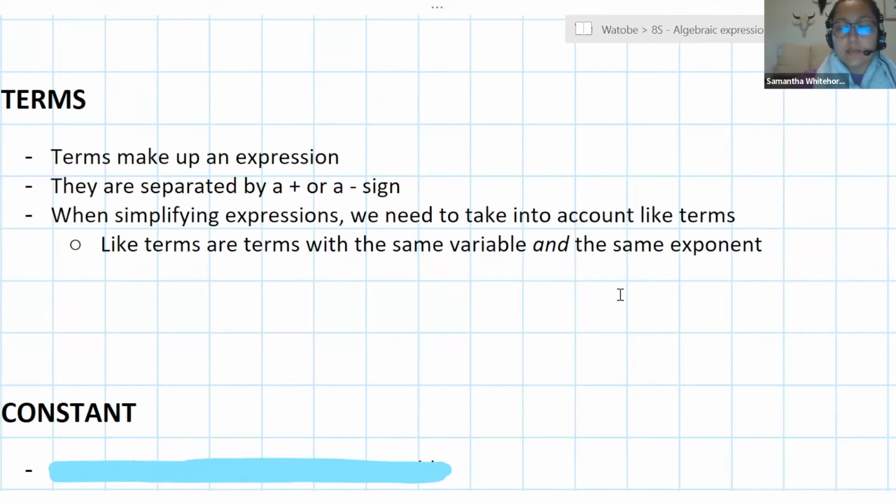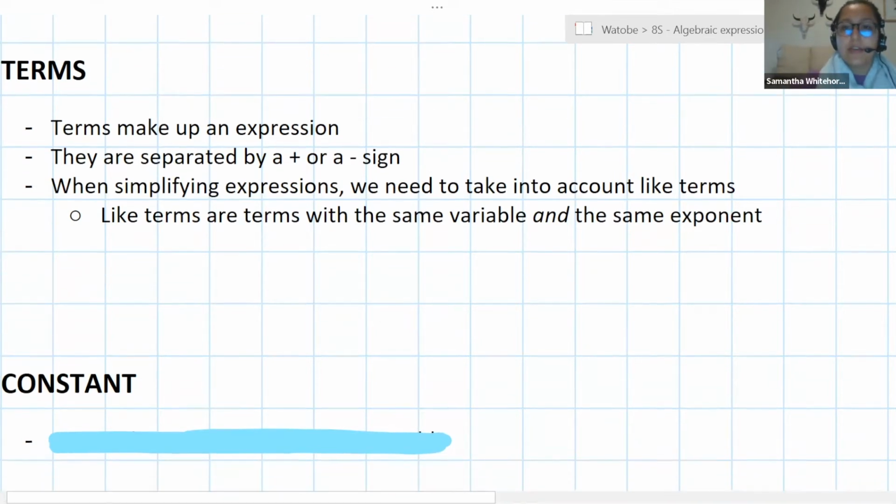When we start to simplify our expressions, we need to know what terms are like terms. Now, like terms are terms with the same variable or groups of variables and the same exponent. And we'll chat about that more as we do more examples, but like terms and being able to identify your like terms is super important.